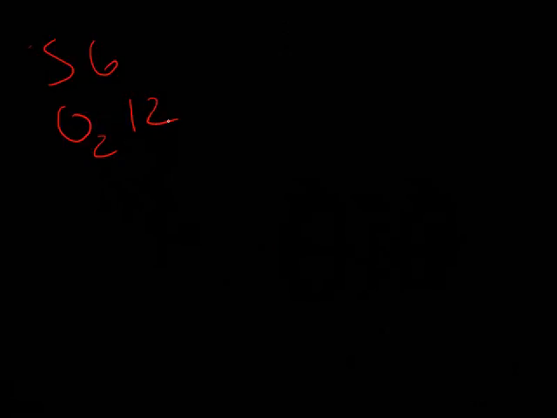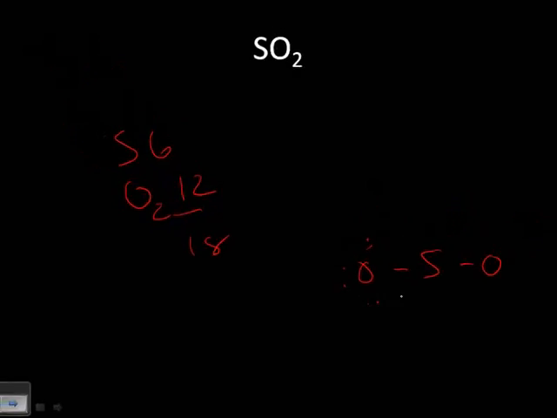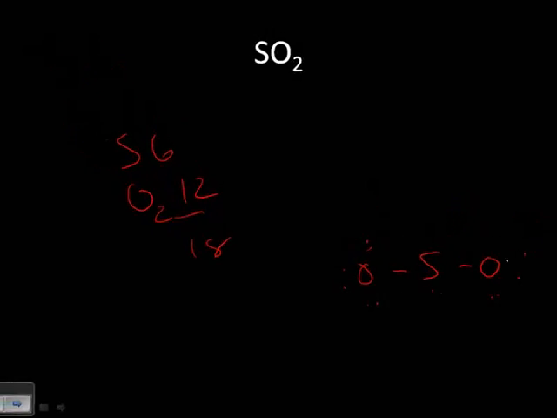Okay, and then we have SO2. Sulfur has 6 valence electrons. Each oxygen has 6 for 12. Add those up, I get 18. I have S in the center. I'm going to assume single bonds. Give everybody an octet. When I add them together, I get 8, 10, 12, 14, 16, 18, 20.